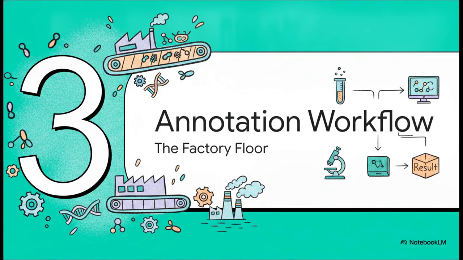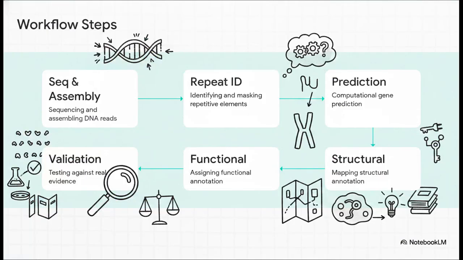Let's look at how this is actually done in Section 3, the annotation workflow. Think of this as the bioinformatics factory floor. Step 1 kicks things off by sequencing the genome and assembling those tiny, short DNA reads into longer, continuous sequences. Step 2 acts as our filter, identifying and masking repetitive DNA elements so they don't completely confuse our algorithms later on. Then Step 3 is where the heavy computational lifting happens, predicting potential genes. Steps 4 and 5 are the structural mapping and functional assigning we just talked about.